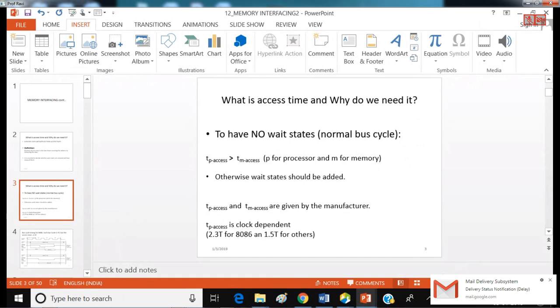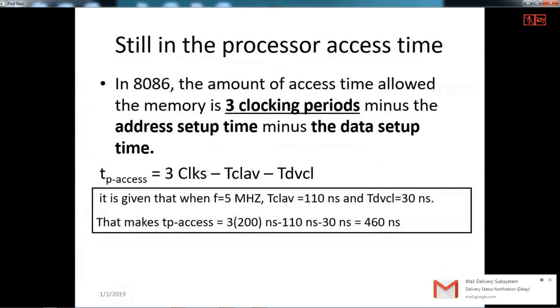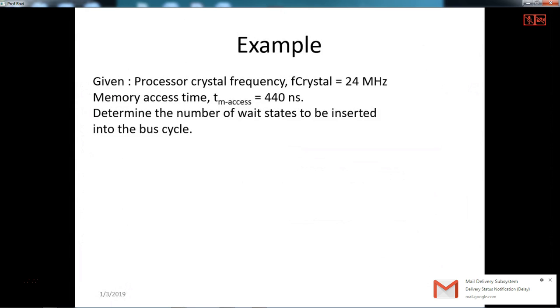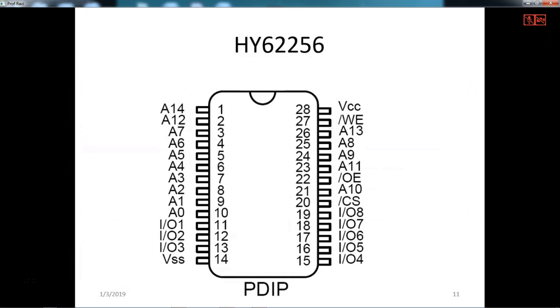these are the things we have seen up to now. HY62256 is a Hyundai made memory IC. So this memory IC needs to be connected, interfaced to the 8086 processor. If you see here, HY62256, this you can also find in the lab of your microprocessor kit.